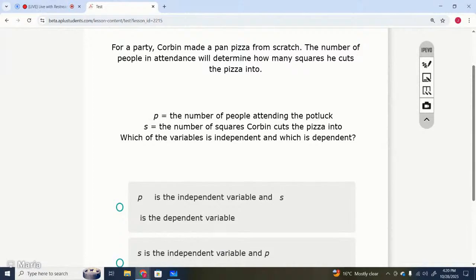For a party, Corbin made a pan pizza from scratch. The number of people in attendance will determine how many squares he cuts the pizza into. P is equal to the number of people attending the potluck. S is equal to the number of squares Corbin cut the pizza into.